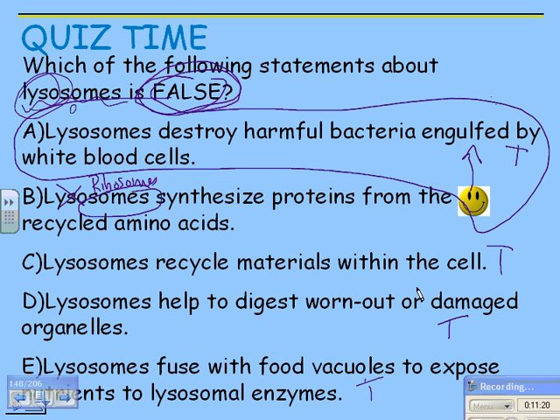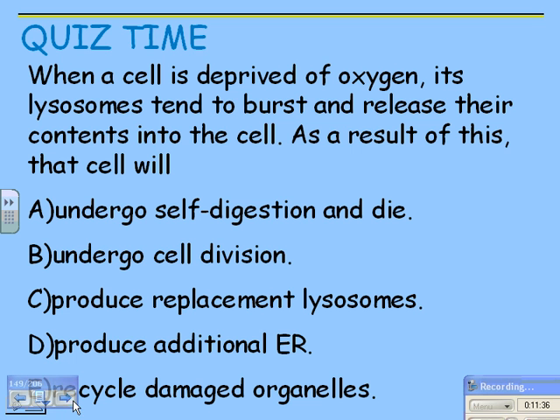That's true. This is the one that's false. The answer is B. I do have the smiley face in the right place. So it's not lysosomes, it's ribosomes that make or synthesize proteins. So this is the false one. Oh man, those false questions are rough. I'm even messing them up.